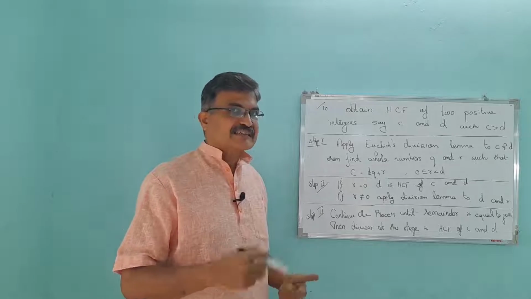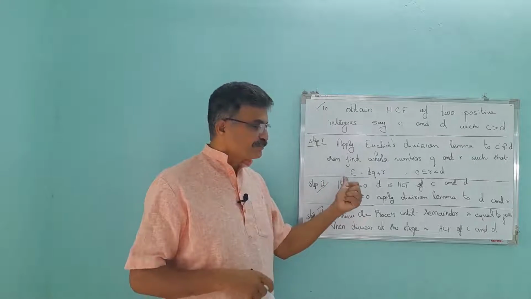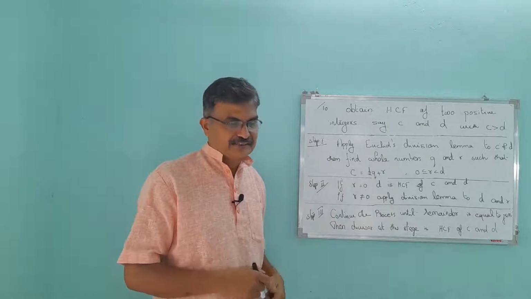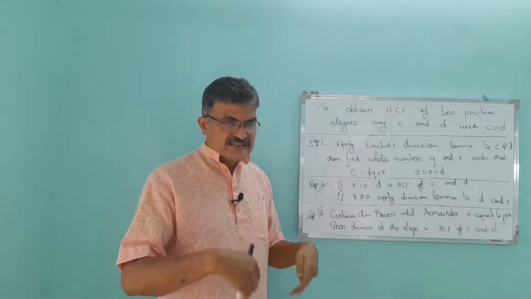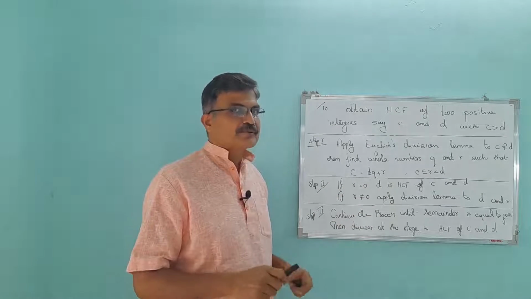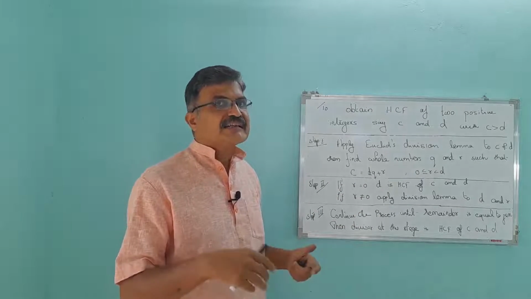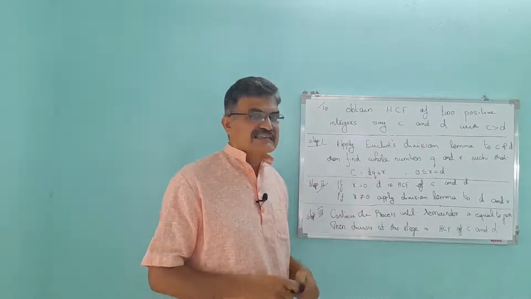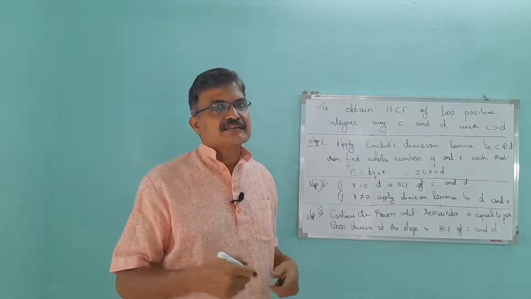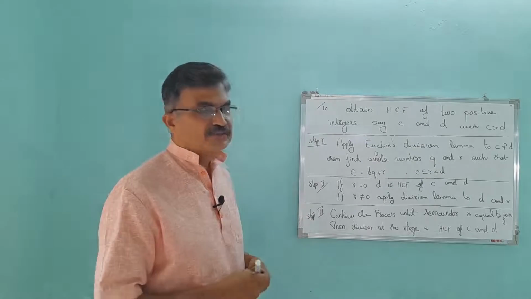Or we can say, in ordinary language, replace the dividend with the divisor and the divisor with the remainder. The process continues until R is equal to 0, that is, the remainder is 0. When the remainder is 0, then D is the required HCF of C and D. We can understand this more clearly with the help of an example.